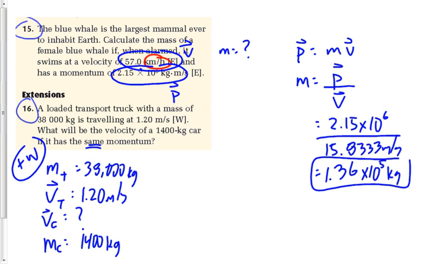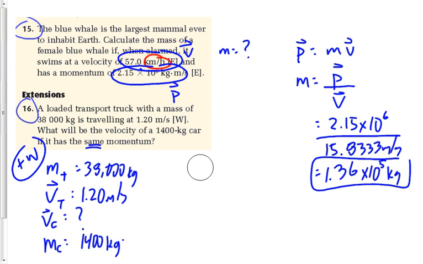Now let's make a prediction here. Is the velocity of the car going to be less or more than the velocity of the truck given the same momentum? More. Why do you say that? Good. Perfect answer. The momentum has to be the same. Okay? This momentum isn't going up, it isn't going down. If the mass is less, then the velocity must be more in order to keep the momentum the same. So we know it's going to be a higher value, in fact, quite a bit of a higher value, right? Because the mass is dramatically lower.